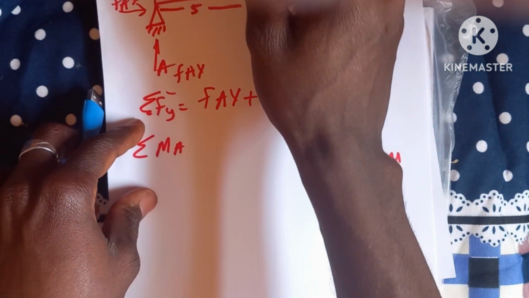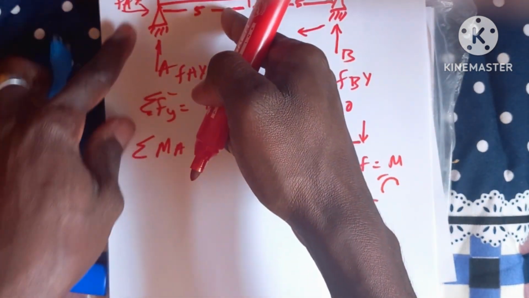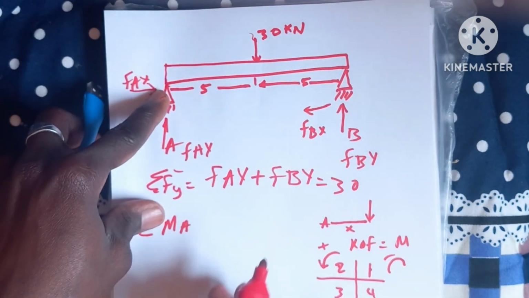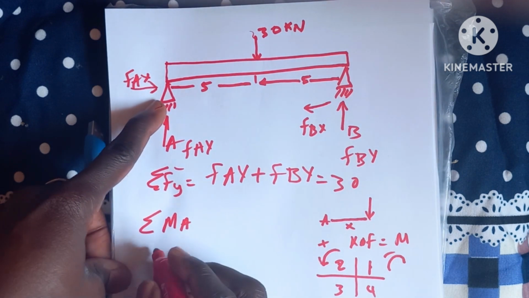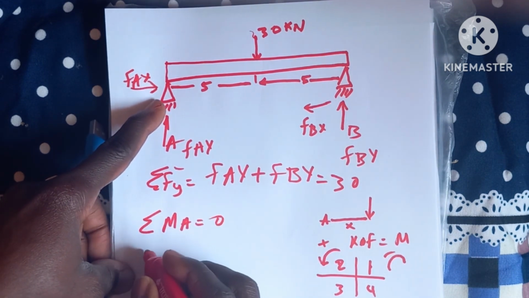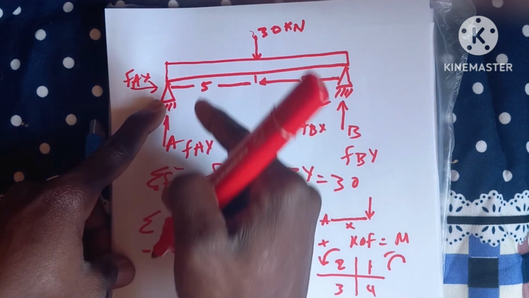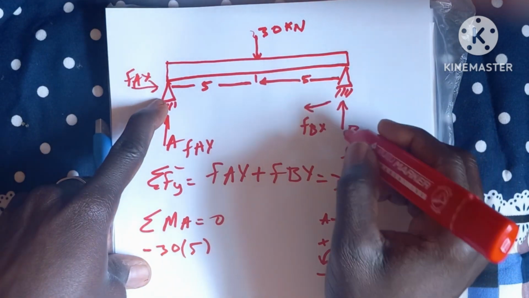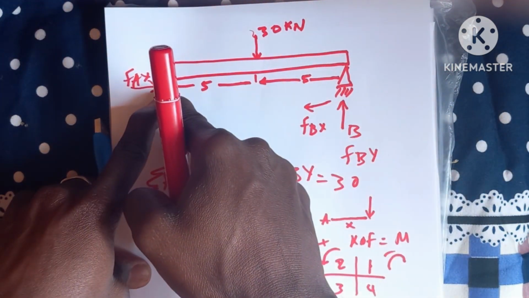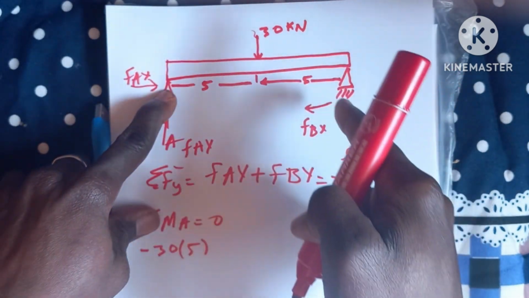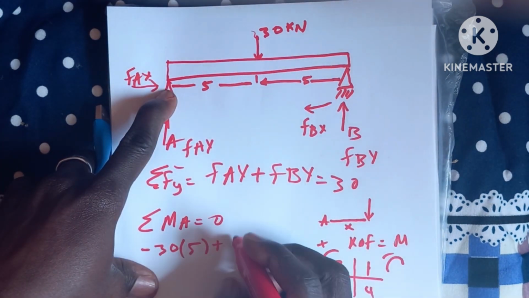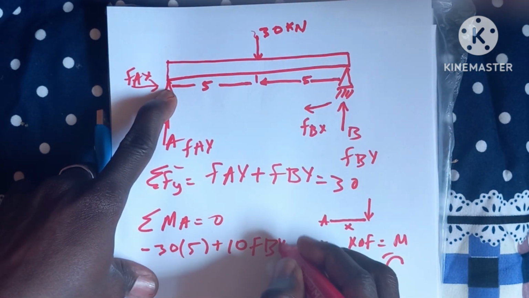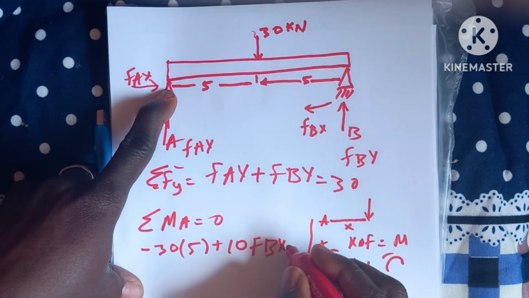In our case here, we have a 30 kilonewton force coming this way at this perpendicular distance, which is 5 meters. Since it is going in the clockwise direction, we consider this as negative. So we're going to have negative 30 kilonewton multiplied by this 5, plus this one. Since the reaction force here is going in an anti-clockwise direction away from A, and the distance from A to this reaction force is 10, we're definitely going to have plus 10 multiplied by FBY, is equal to 0.